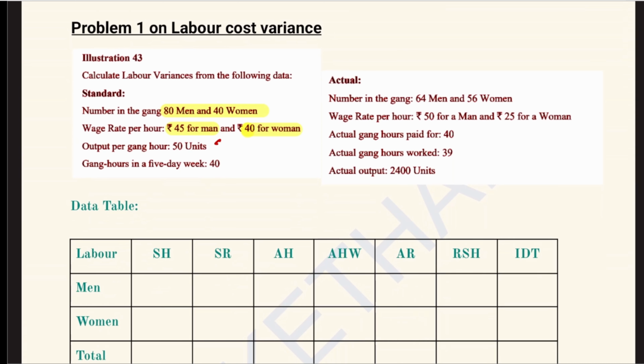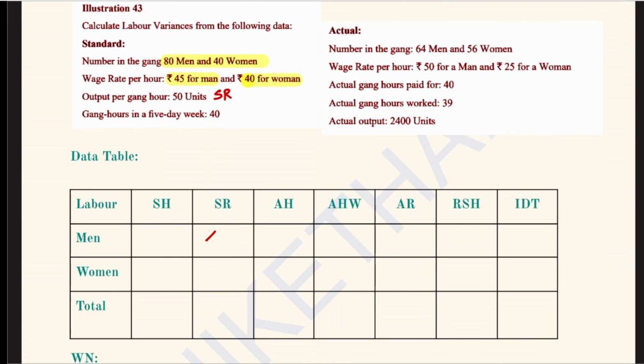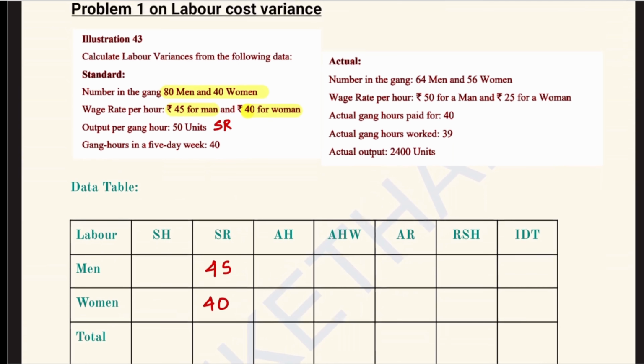This is standard rate. So I will take this value in the standard rate column: 45, 40. Output per gang hour is 50 units. So I will use this. I will require this to arrive at the standard hours. Gang hours in a 5-day week is 40.